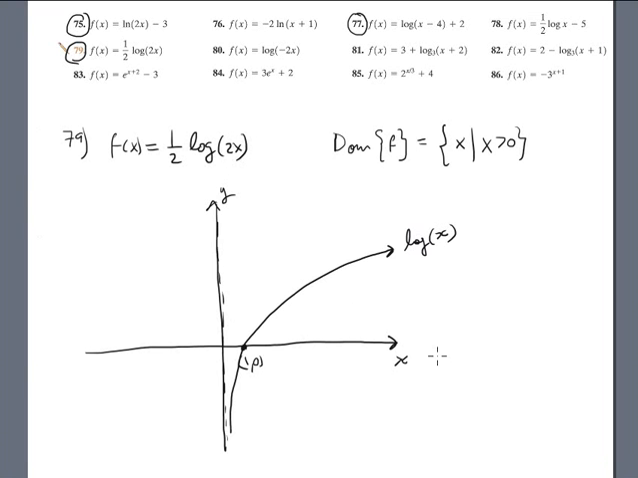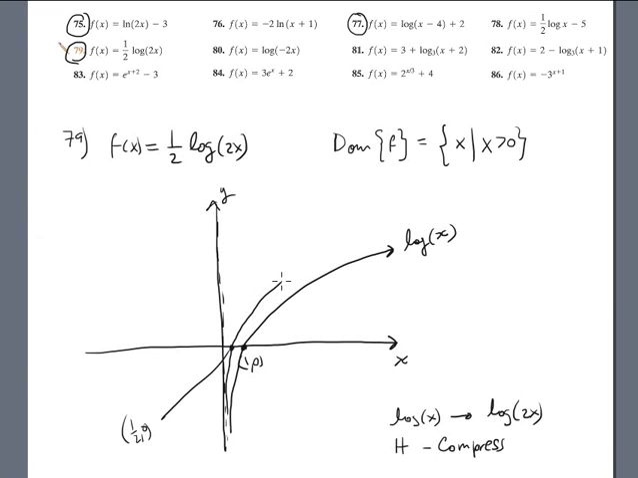Now the first transformation is from logarithm x to logarithm 2x. It's obvious in this case that when you multiply by 2 inside, a horizontal compression occurs. This point would then be (1/2, 0). Okay, now this is the compression. The asymptote is still the same, a little bit compressed. Logarithm 2x.